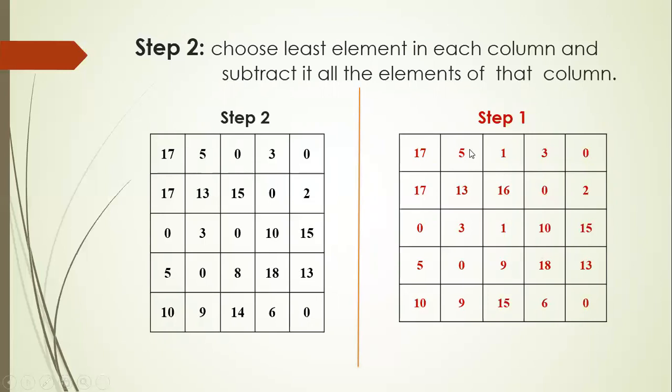So find the second row. Second column, you have to choose the least element. Second column, the least element is 0. Subtract all from 0, same number. 0 subtract, same number will come back.